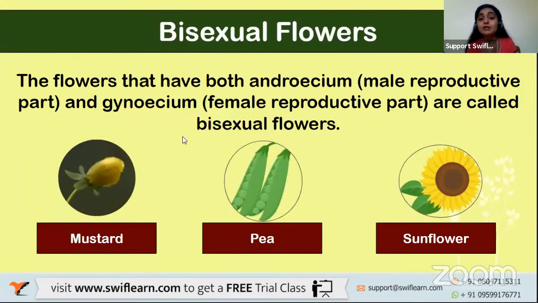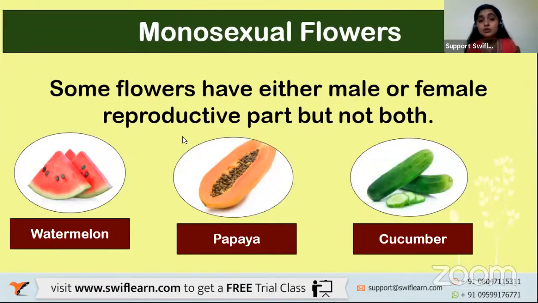Moving further, let's go through a few examples of bisexual flowers. The flowers that have both the androecium, that is the male reproductive part, and the gynoecium, that is the female reproductive part, are called bisexual flowers, like a mustard plant, a pea plant or a sunflower. Okay, so these are a few examples of bisexual flowers. Clear? Moving further, what are monosexual flowers?